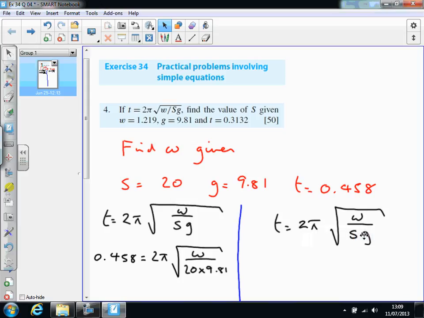Exercise 34, question number 4. Here, with the formula T, we've got to find the value of S given values for W, G and T. Well, I'll leave you to do that. We're going to find W in a similar example given some values for S, G and T as shown.